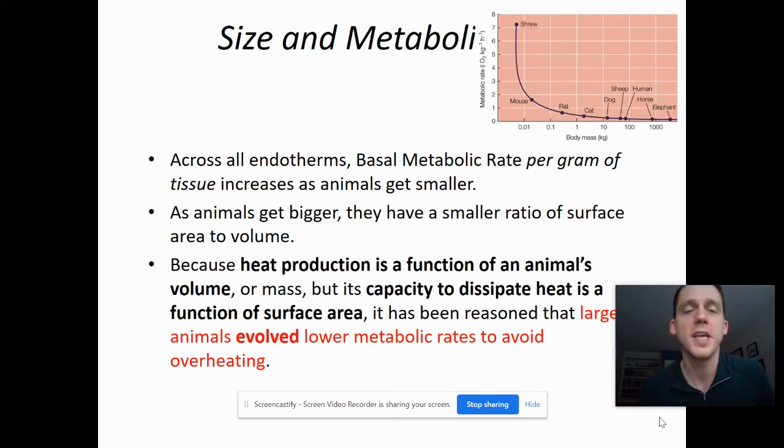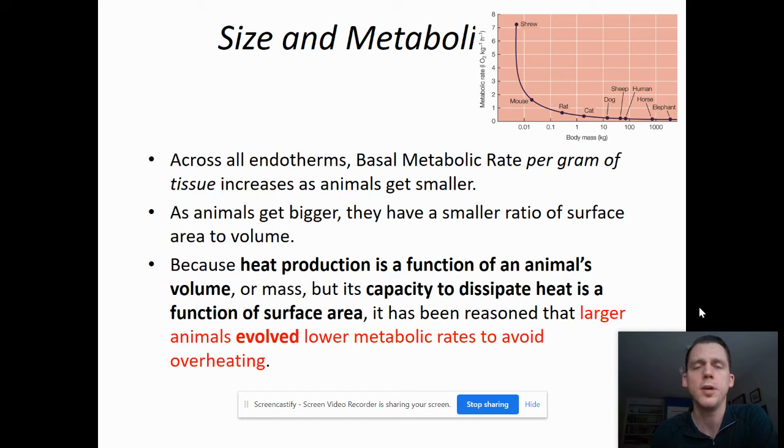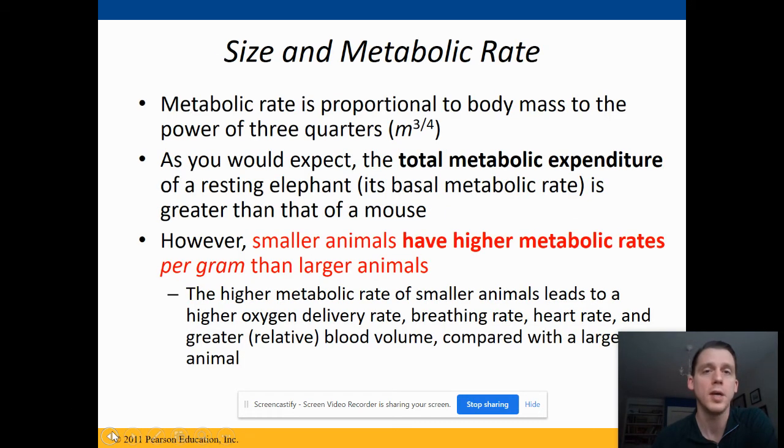Hi, everyone. Today we are going to continue our topic of thermoregulation. We're going to finish up the lesson from yesterday, and then we're going to continue on to a little short lesson on something new. So the other day, we started talking about size and metabolic rate.